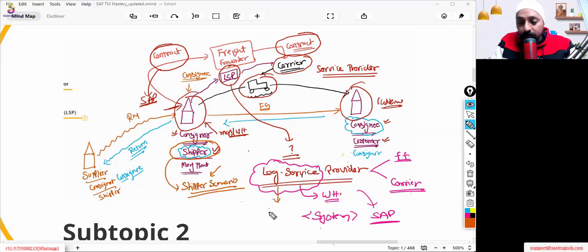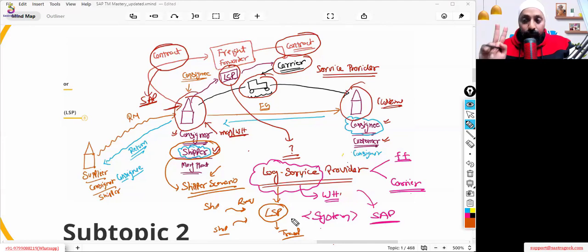Then LSP is a logistics service provider who is getting requirements from different shippers, and then planning the transportation. So for LSP also we can do the SAP implementation. That is called the LSP scenario, where we get a requirement from the shippers and we manage the transportation. So we have two different scenarios, shipper and LSP.